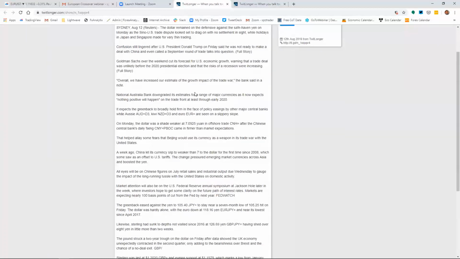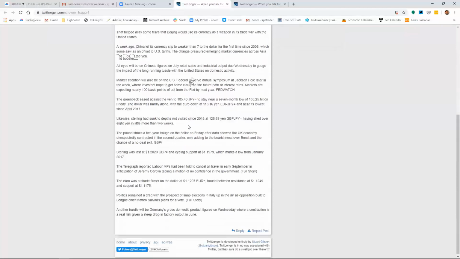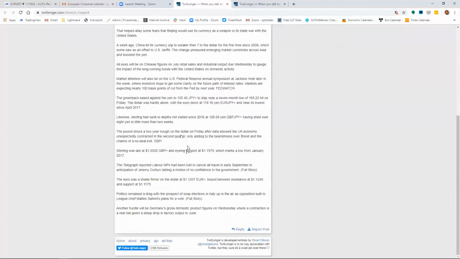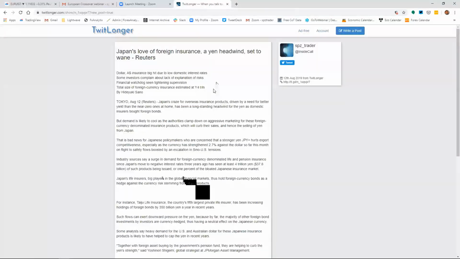And we already talked about the yen being buoyed. Let's see here, the pound hit a two-year trough after the data showed the UK economy unexpectedly contracted in the second quarter. The Telegraph reported Labour MPs had been told to cancel all travel in early September in anticipation of Jeremy Corbyn tabling a motion of no confidence in the government. And let's move on.